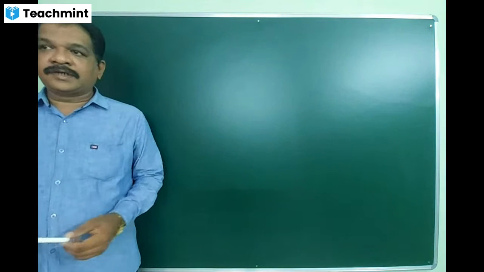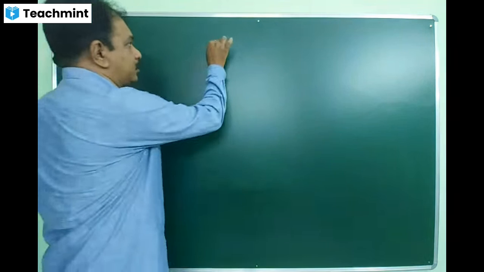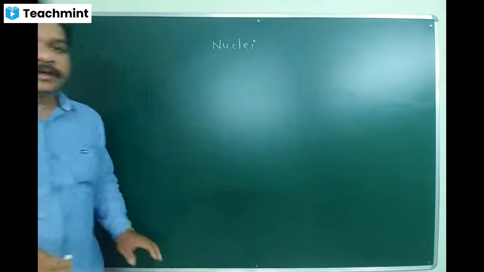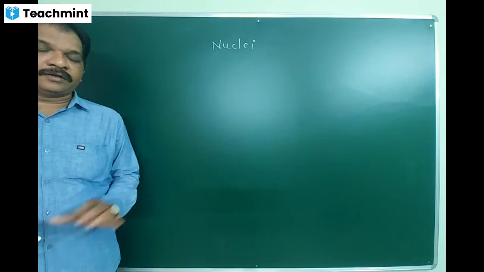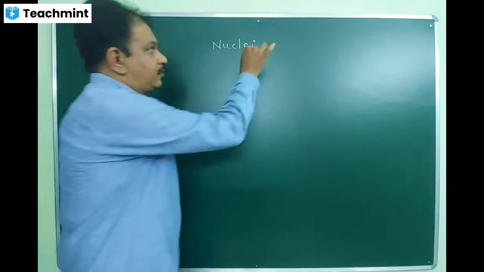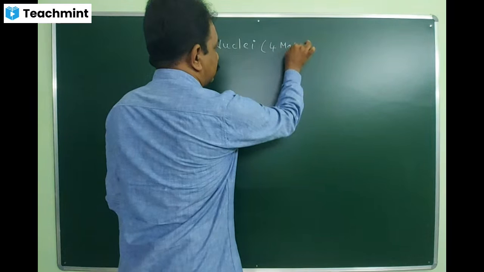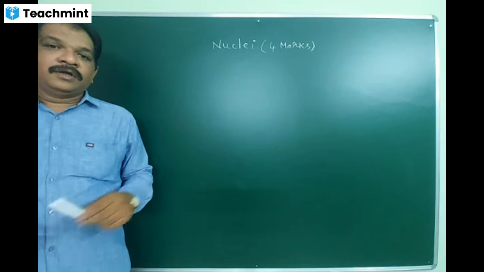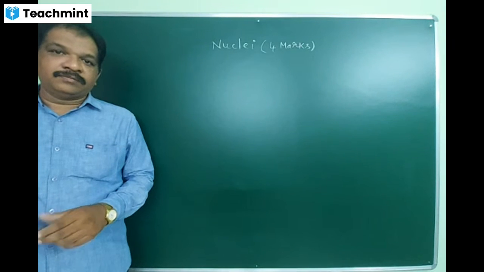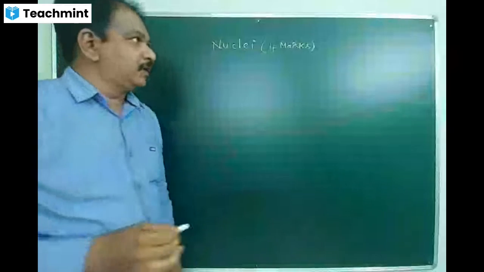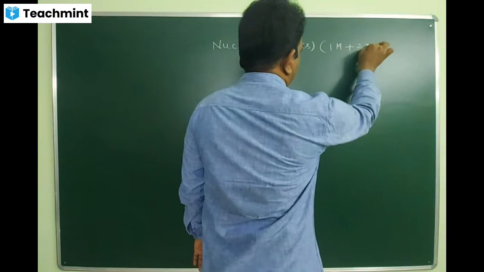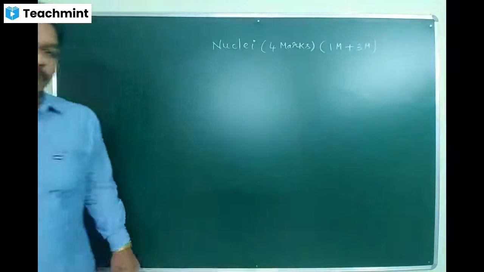We'll start now. We'll start the division of the new chapter, Nuclei. In this chapter, it is a very small chapter, and 4 marks will come from this chapter. In this 4, one 1-mark question and one 3-marks question will come. That is how the distribution will be.